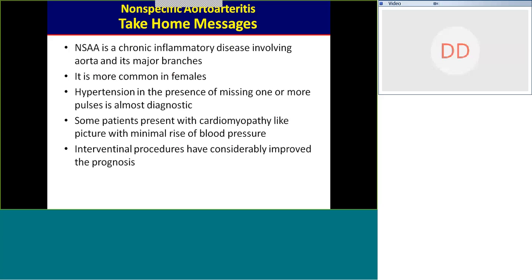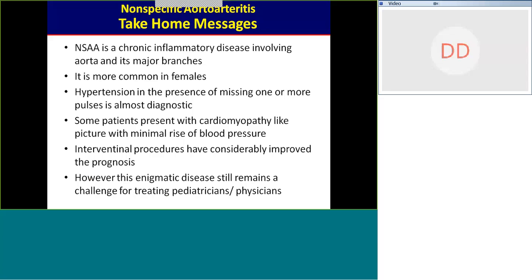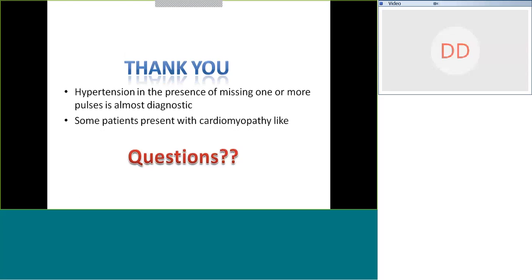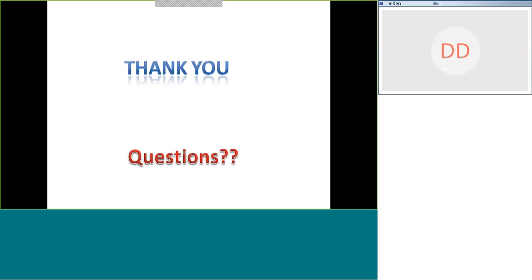Interventional procedures, which can be offered to the majority of them, have considerably improved the prognosis and long-term outlook. However, since we do not know the basic etiology, it remains quite a challenge because the disease can present in so many ways, so many forms, with so many arteries involved. Thank you, and I'm happy to take questions.